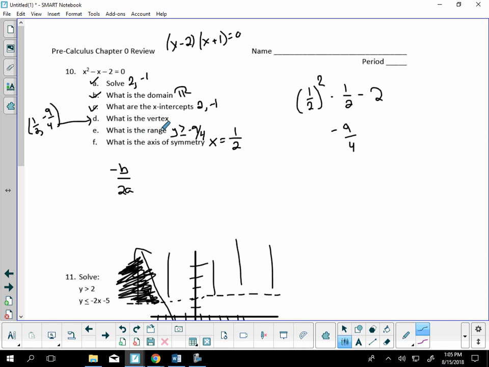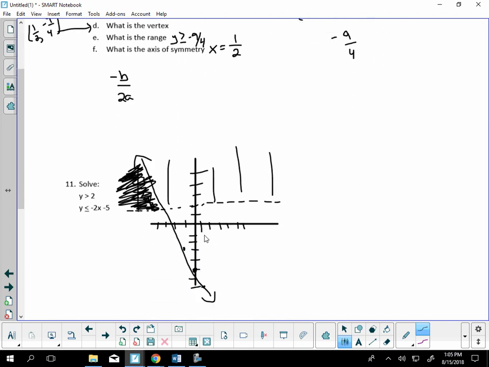So for my range, I know I'm going to have a minimum because my a is positive. It's +1, so that means that it's going to be going upward. So if it's upward, I have a minimum, which means it has to be greater than, because everything's happening above there. So y is greater than or equal to -9/4.